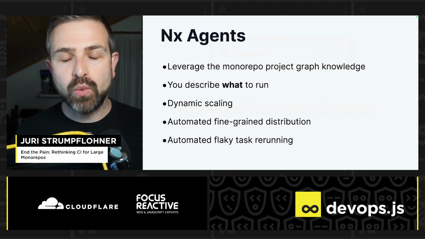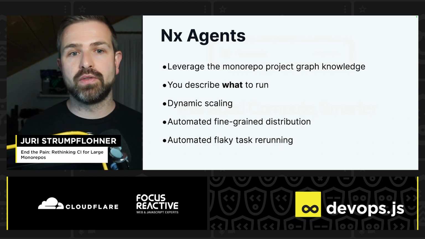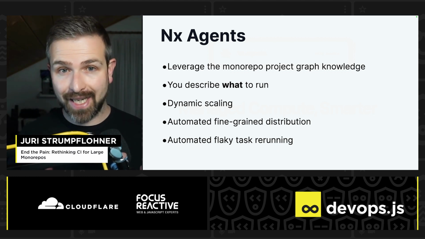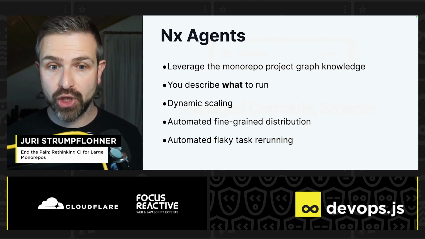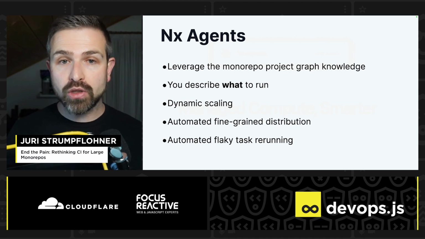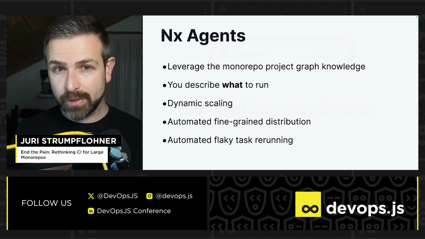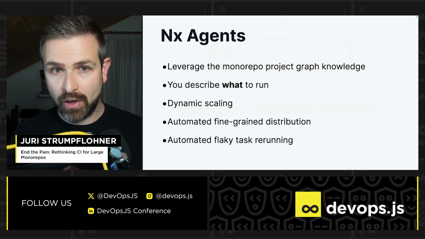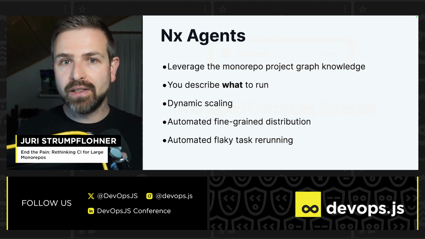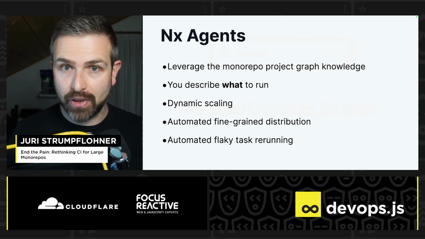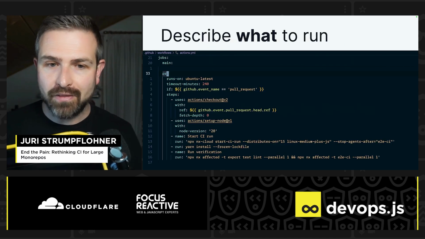distributed. And one big part that comes with the first version of the NX Agents is the whole dynamic scaling aspect. So spinning up more machines depending on the PR, but also fine-grained distribution and also flaky task rerunning. Now, we specifically focused on tests and end-to-end tests right now, but in theory, we can detect flaky tasks and automatically rerun them on CI. So let's have a look.